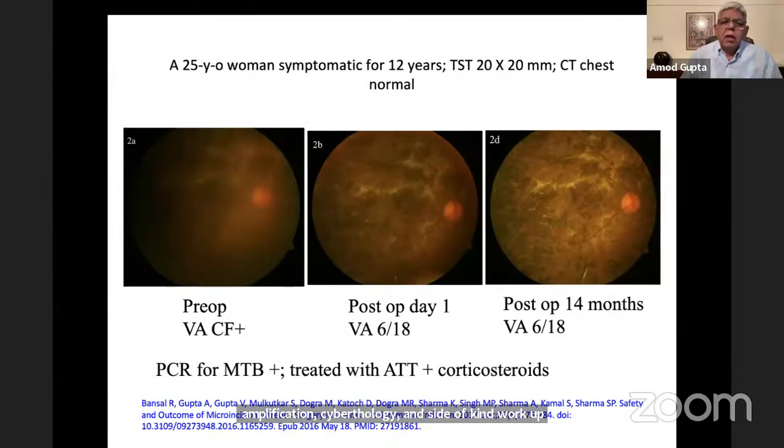Now, I'd like to share some of these patients. This is a 25-year-old woman who has been symptomatic for 12 years. She has a tuberculin skin test positive, 20 millimeter, but the chest CT is normal. As you can see here, she has extreme media haze, and she has just counting fingers vision. She was subjected to microincisional vitreous surgery using 23-gauge vitrectomy. And you can see right on day one, we were surprised to see her visual acuity improving to 6/18. By more than a year of follow-up, she maintained that 6/18 vision. Not only that, the vitreous fluid obtained from her, we did the polymerase chain reaction for MTB, it was positive, and she was treated with anti-TB drugs, so that we could achieve this kind of outcome in this patient only by doing invasive MIVS.